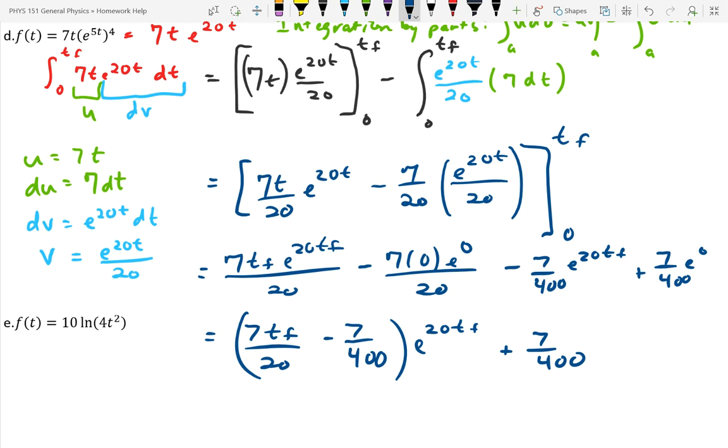there. Now you can arrange it lots of different ways. I chose to factor out the e to the 20tf, but not to factor out the 7 or over 20. Right? You can choose different ways of writing it out. Any questions about how I did the integration by parts there? How many people were familiar or comfortable with the integration by parts?